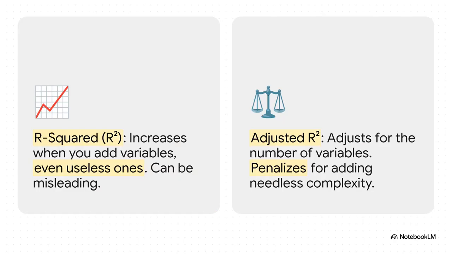A lot of people have heard of R-squared. It tells you how much of the outcome is explained by your model. But it's got a big flaw. It almost always goes up when you add a new variable, even if that variable is totally useless. That's where adjusted R-squared comes in. It's the smarter judge. It actually penalizes the model for adding extra complexity if it's not adding real explanatory power.